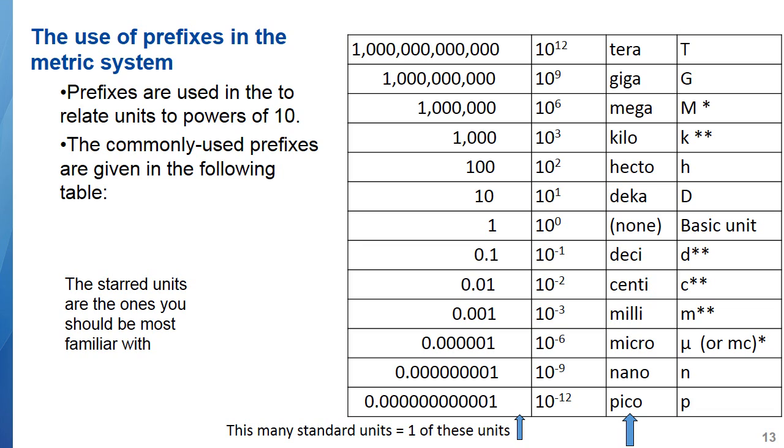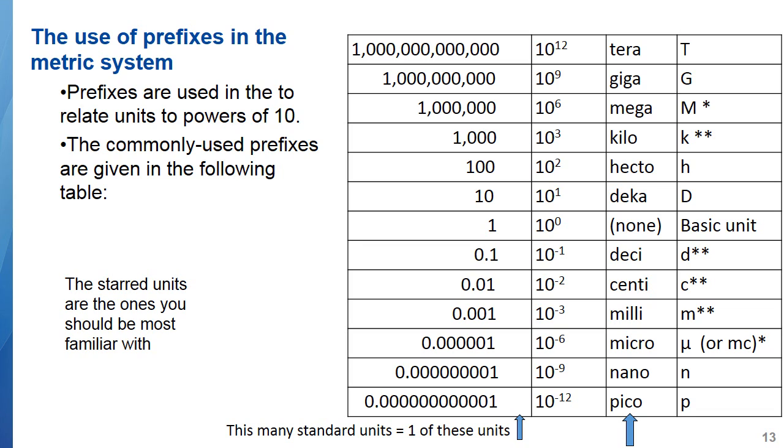Mega, which is a capital M. Kilo, which is a lowercase k. Hecto, lowercase h. Deca is a capital D. Deci, which is 1/10, is the lowercase d. Centi, which is a lowercase c. Milli, which is a little m. Micro, usually we use that Greek symbol mu, or some people think it's a U, or you could also use MC, either one. Nano, which is N, and pico, which is P.